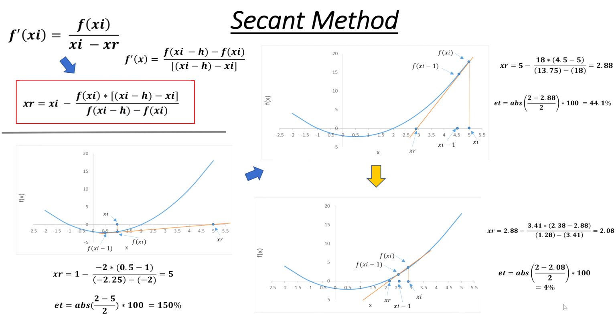Now, to recap briefly what we have covered in this lesson, we have introduced a version of the Newton-Raphson, but in this case we are approximating the derivative using a backward finite difference, and we merely substituted this derivative in the equation, and now xr is defined in this equation that we have here. We have gone through three different iterations defining f of xi minus 1, and basically getting 5, then 2.88, then 2.08 for the roots, reducing the error from 150 to 44.1 to 4%.